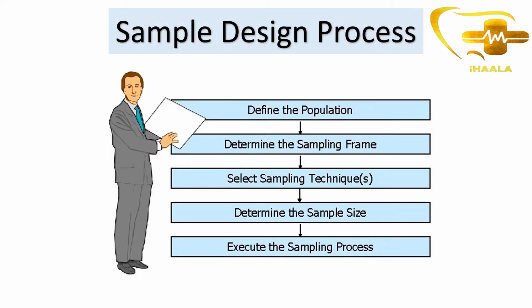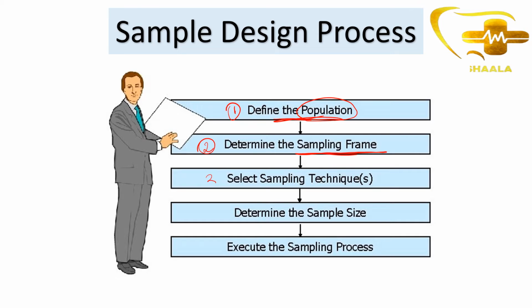So the sample design process. We have a process by which a sample is designed. First of all, the first step is we define the population. We define what kind of population we are taking. It involves the age, sex, gender, everything we define. Then the second step is we determine the sampling frame. Sampling frame is the magnitude of the sample that we are taking.